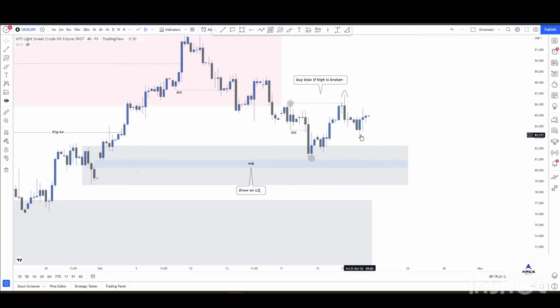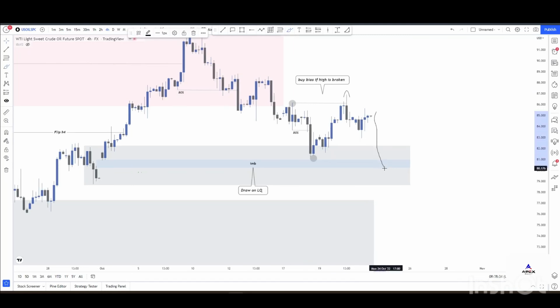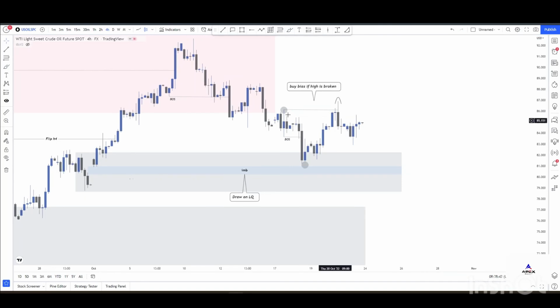Now, why do I favor price pushing back one more time? Because I have this imbalance here, and this is a draw on liquidity. So we may see a drop from this zone into this zone before a push to the upside. And also the structure is bearish here on 4 hours time frame, so we'll be looking for shorts as long as these lower highs and lower lows keep forming.